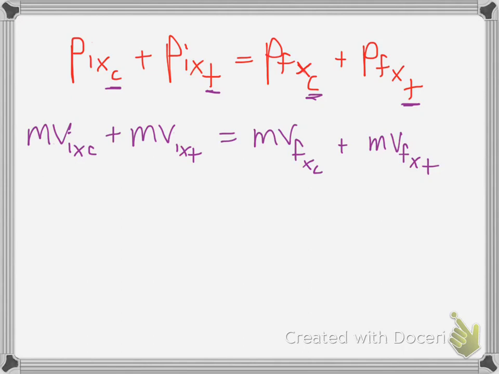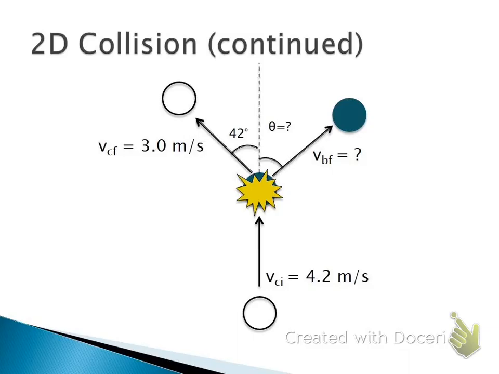Well, that's telling me that the initial x velocity of the cue ball times the mass plus the initial x velocity of the target ball times the mass will equal the final values of both of them in the x direction. Well, looking back at my setup, the cue ball is only moving in the y direction, which means, oh, I swapped these two letters.